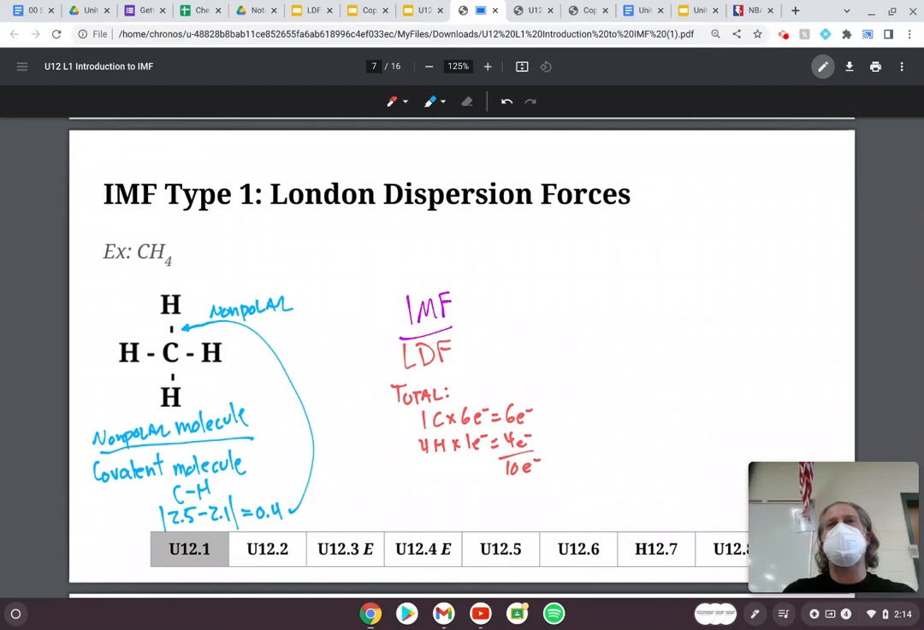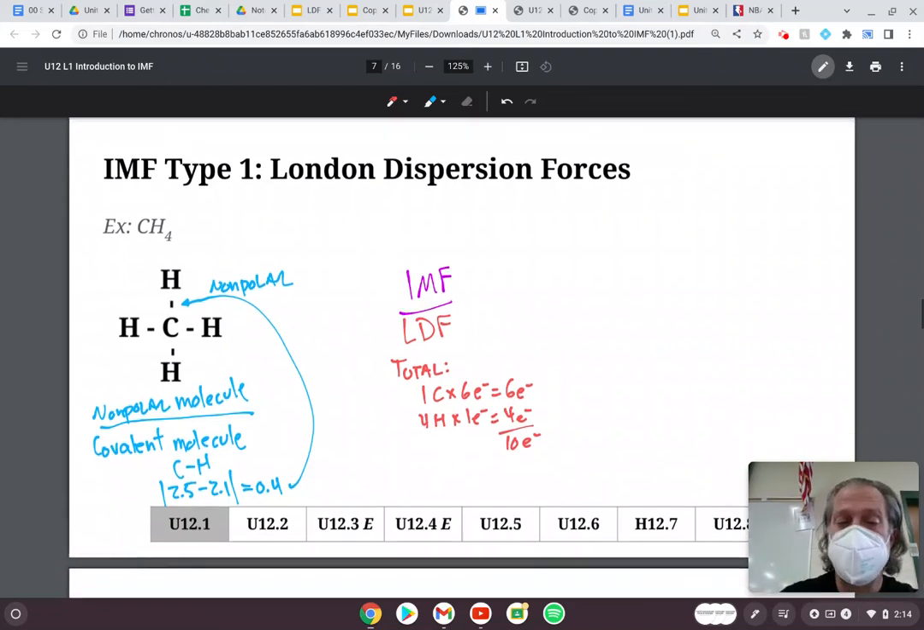So that part of it is going to become important a little bit later, because during that part, we are going to be making an assessment as to the strength of an intermolecular force. And the more electrons London dispersion forces has, the stronger the London dispersion force.